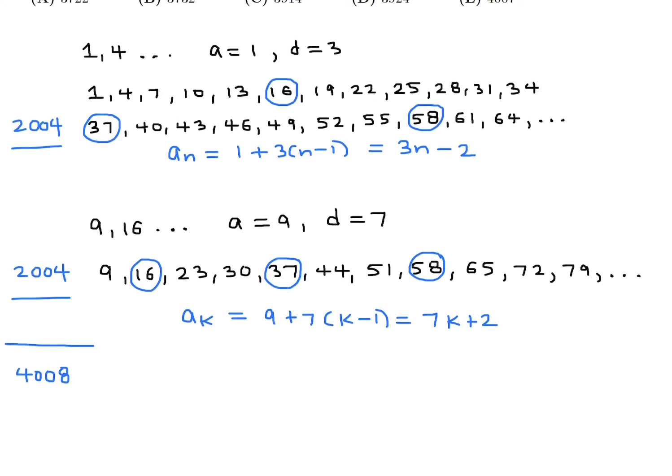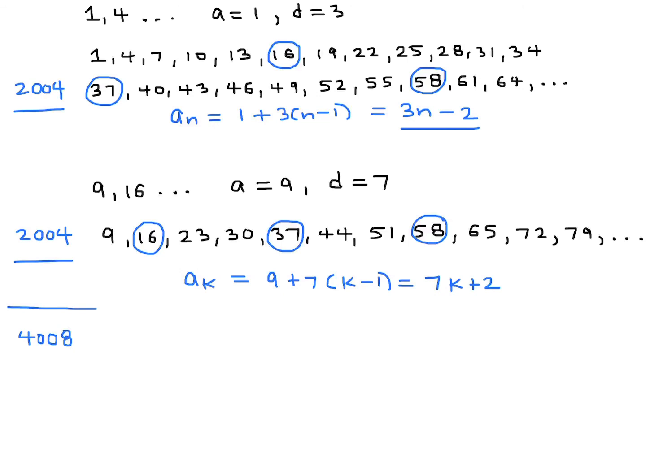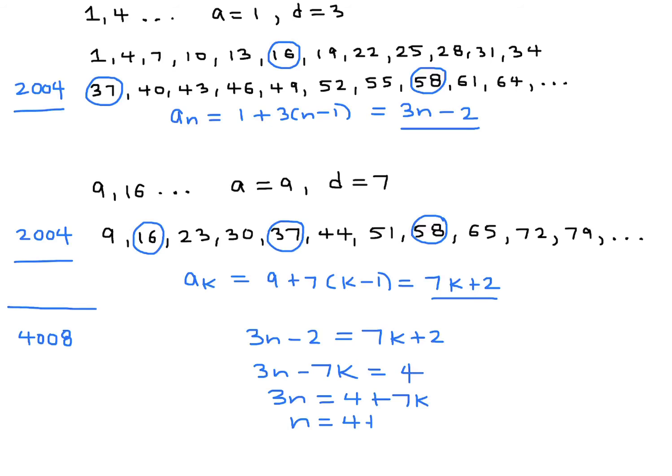The first step is to understand that each term in the first sequence is of the form 3n minus 2, and each term in the second sequence is of the form 7k plus 2. So we let those equal to each other. 3n minus 2 is equal to 7k plus 2. This will give you a way to solve for n and k. So we get 3n minus 7k is equal to 4, and therefore 3n is equal to 4 plus 7k. n is therefore equal to (4 plus 7k) over 3.